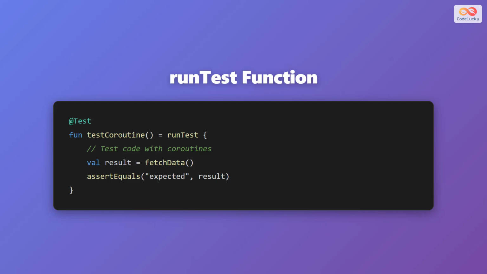The runTest function is the foundation of coroutine testing. It creates a special test environment where you can write tests just like regular coroutine code. You mark your test function with the @Test annotation, and then use runTest as the test body. Inside runTest, you can call suspend functions directly, launch coroutines, and use delays. The test will automatically wait for all coroutines to complete before finishing, ensuring nothing is left running in the background.